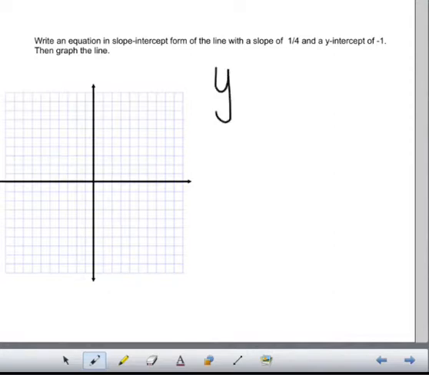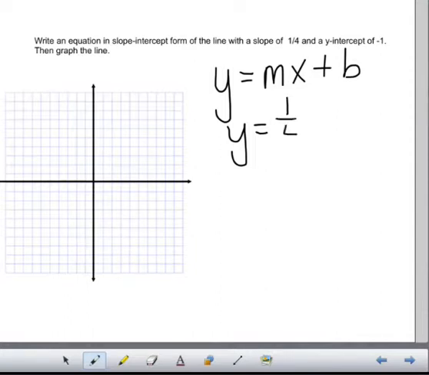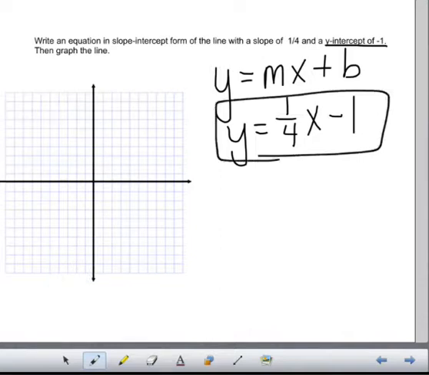Well, remember my slope-intercept form is y equals mx plus b. Now, let's plug in what we know. y is just going to be my ordered pair. I don't know what that is right now. m is my slope, and it told me I have a slope of 1/4 x. That's my ordered pair. And my y-intercept b is -1, so I'm going to have -1. So that's the equation of the line in slope-intercept form. All I did was have to plug in my slope and my y-intercept.